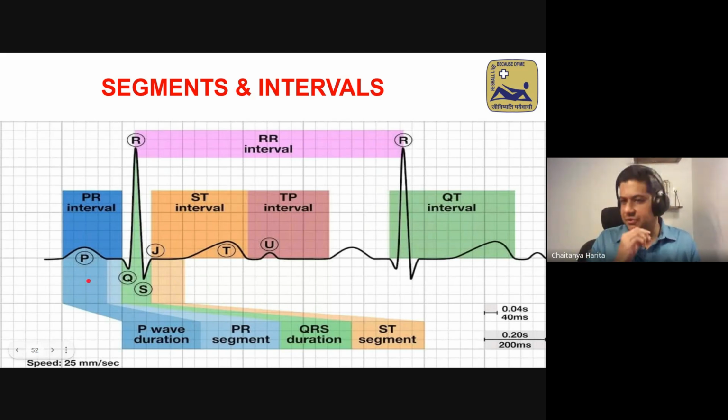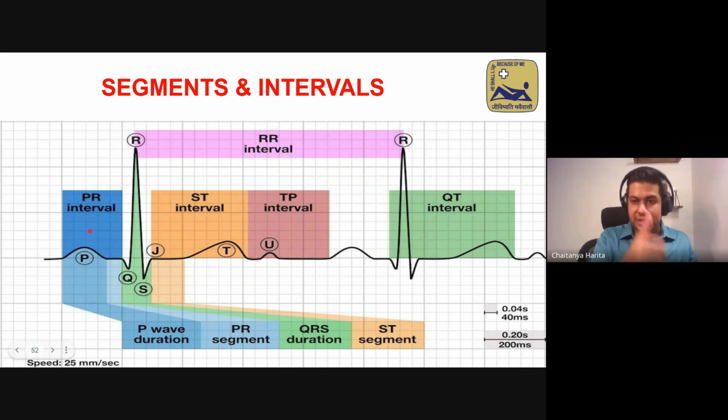Intervals and segments are different. Intervals represent time taken for an impulse to be conducted to some part. So for example, PR interval, beginning of P wave to beginning of QRS complex. PR interval is the time taken for the SA node to stimulate the ventricles. That is SA node to AV node, how long it takes from St. John's to Silk Board Junction. In the same way, SA node to AV node to the ventricle is the PR interval. Start of P wave to beginning of QRS.